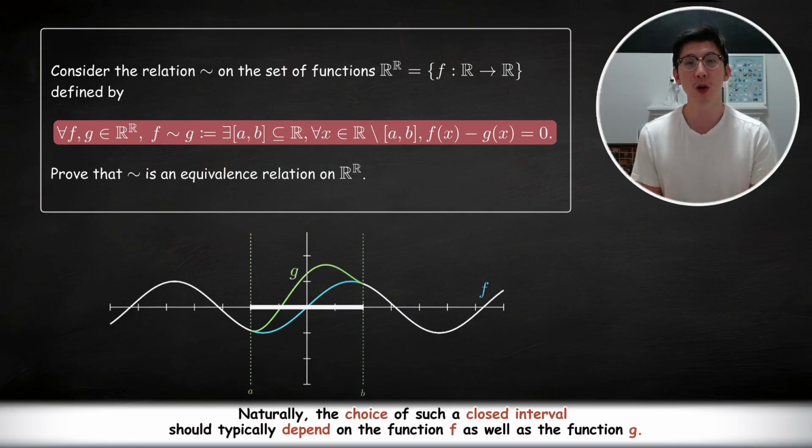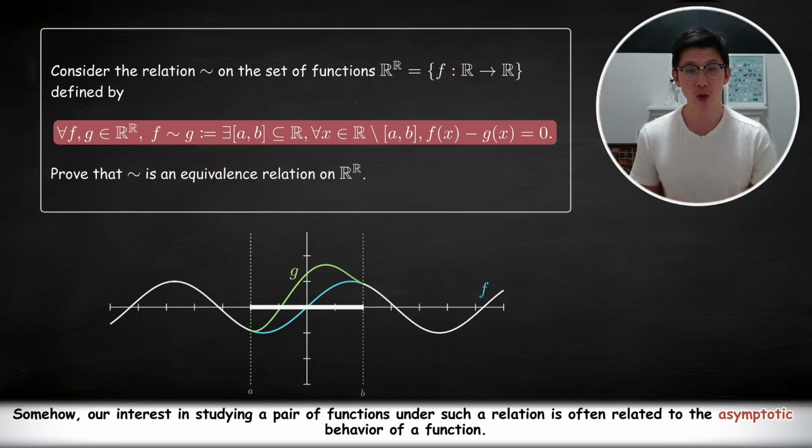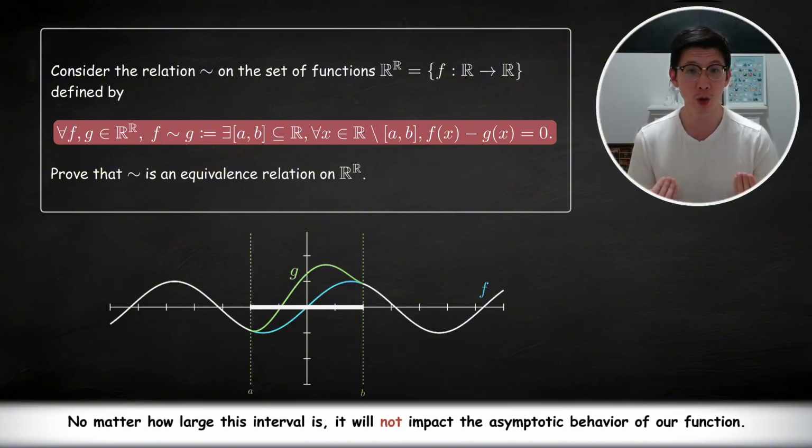Naturally, the choice of such a closed interval should typically depend on the function f as well as the function g. It could be a very short interval, it could be a very long interval. Somehow, our interest in studying a pair of functions under such a relation is often related to the asymptotic behavior of a function. No matter how large this interval is, it will not impact the asymptotic behavior of our function.